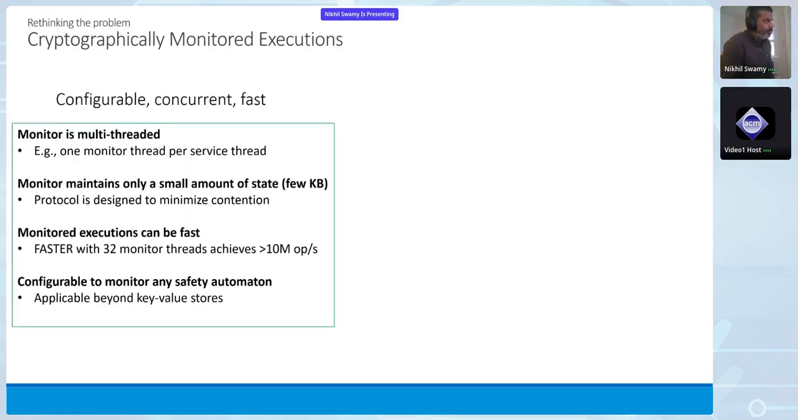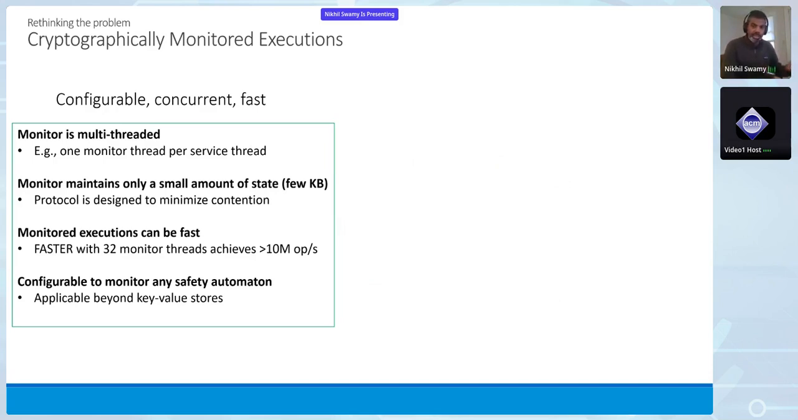But the end result is a monitor that is configurable, concurrent, and fast. The monitor is multi-threaded, and you can configure the threading in whichever way you like. For instance, you can associate one monitor thread per service thread. The monitor maintains only a small amount of state to record these hashes, and the protocol is designed to minimize contention among the monitor threads. So monitor executions can actually be quite fast. I'm going to show you a little bit of performance numbers where we can get throughput in excess of around 10 million operations per second.